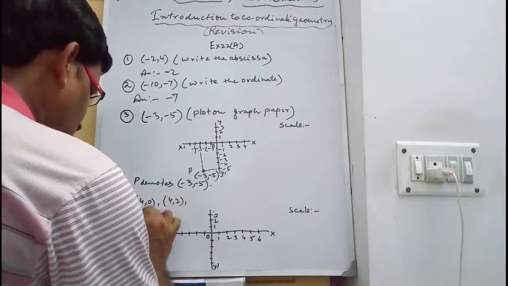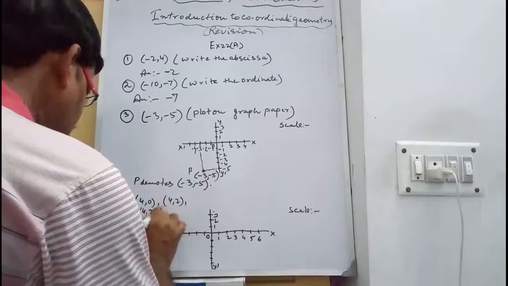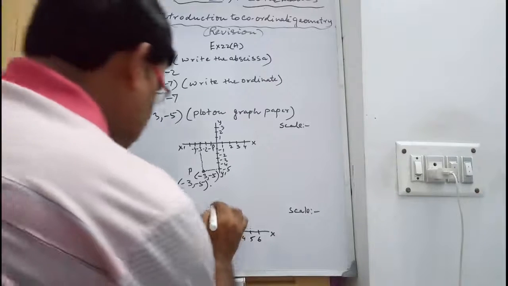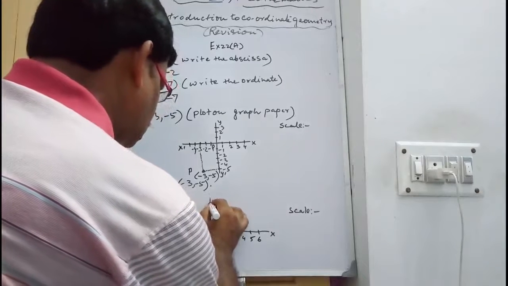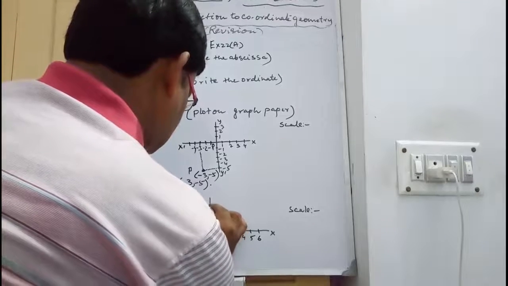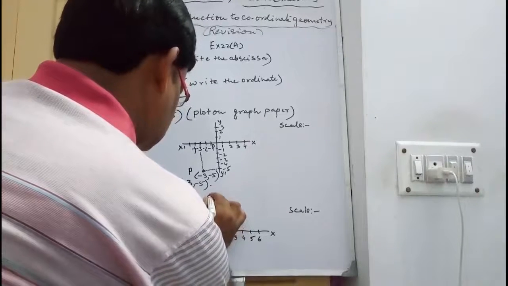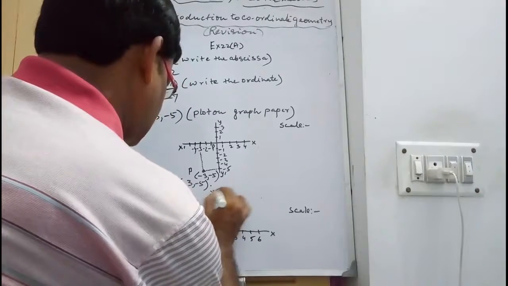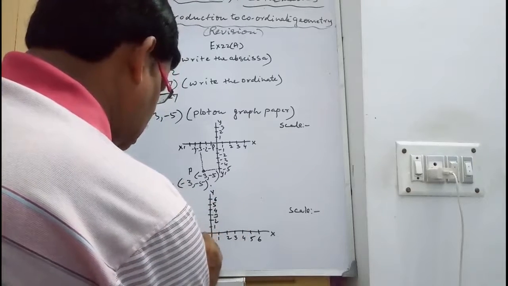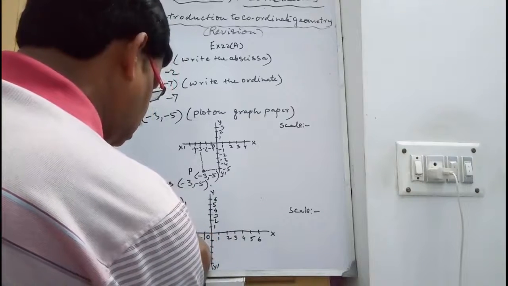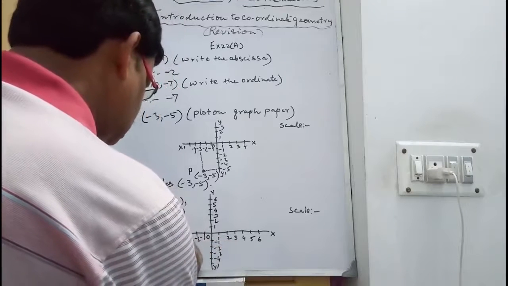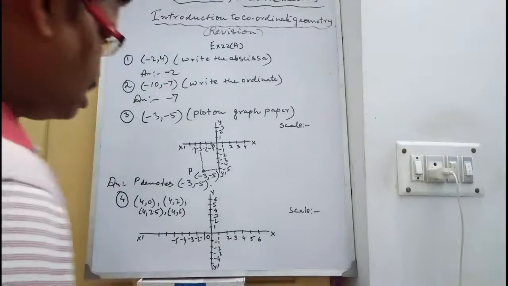Four, 2.5 and 4, 6. Three, 4, 5, 6. 4, 5, 6. Minus 1, minus. So in this way we mention the points.